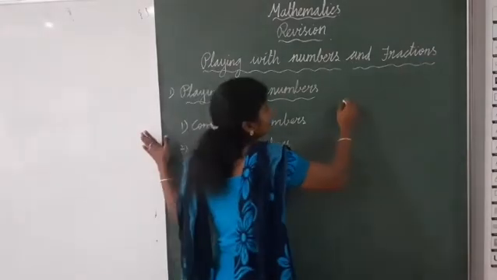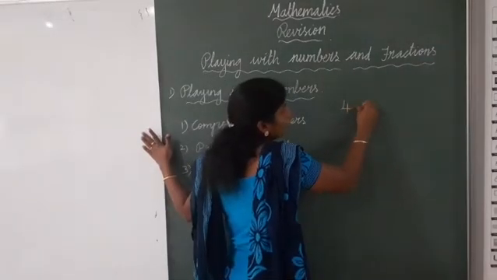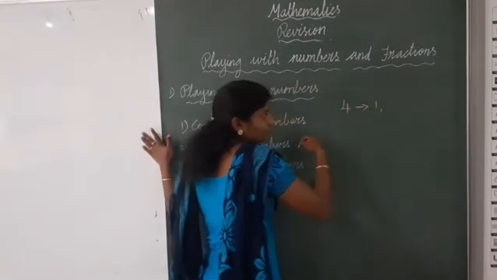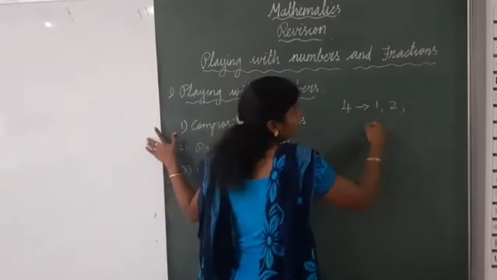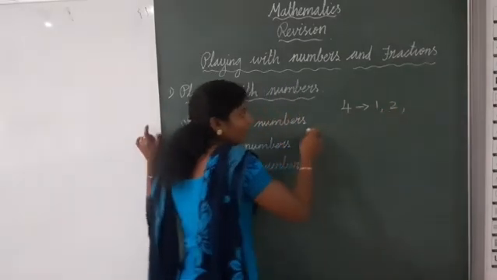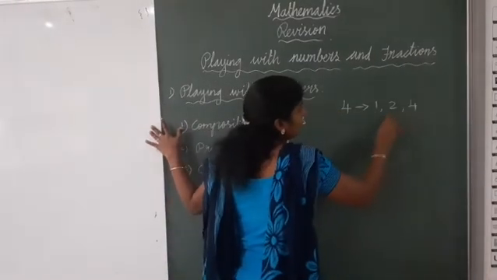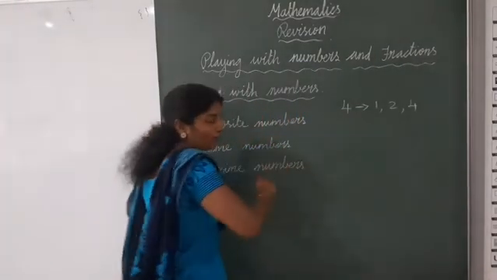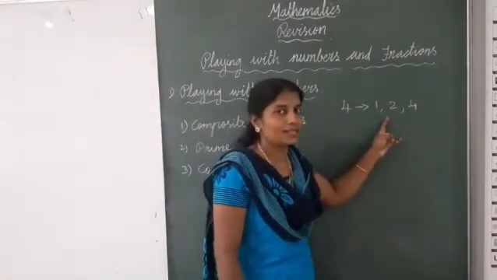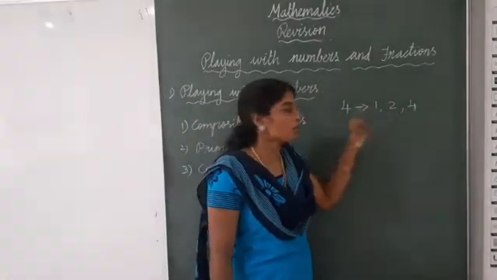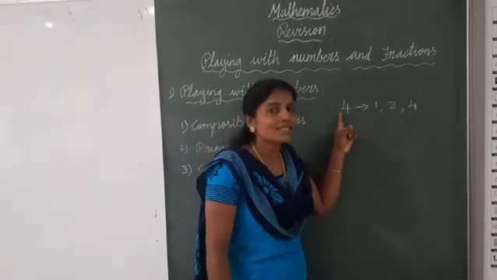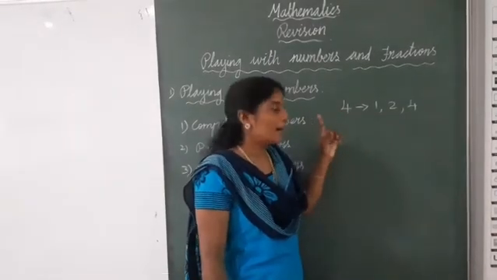Suppose we write the factors of 4. 1, 2, and then 4. 3 is not a factor, because 4 is not in the 3 table. So 1, 2, 4 are the factors of 4. More than 2 factors, so we can say 4 is a composite number.